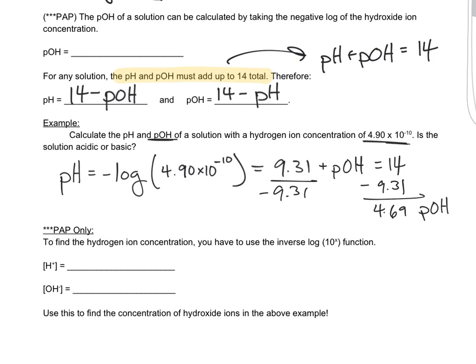Okay, so we've got 9.31 for pH, 4.69 for pOH. Those add up to 14, which is perfect. And then the question asks, is the solution acidic or basic?